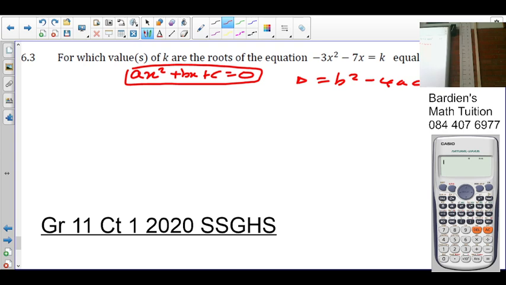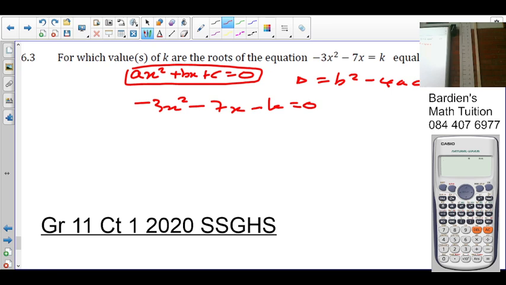So I take that k over, it says 3x squared minus 7x minus k is equal to 0. You could have taken it over to the right hand side, and you would have read 3x squared plus 7x plus k. You always want to be positive most of the time.